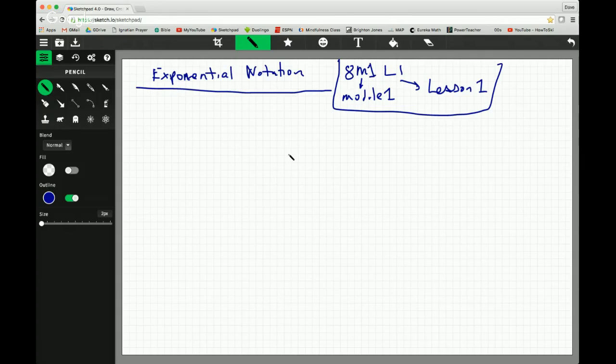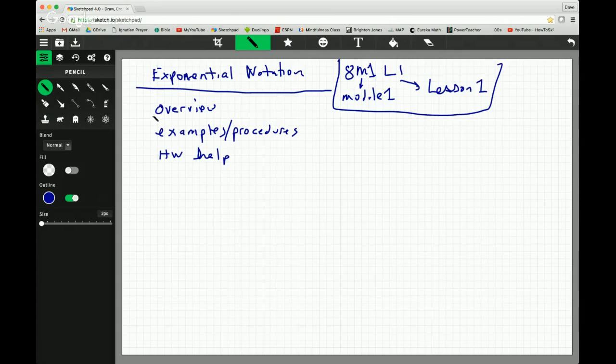Now, in exponential notation, let's just talk a little bit about vocabulary. We're going to start off with a quick overview, and then we'll cut into examples. Lots of examples and explanations and procedures. And then we'll end with the homework help.